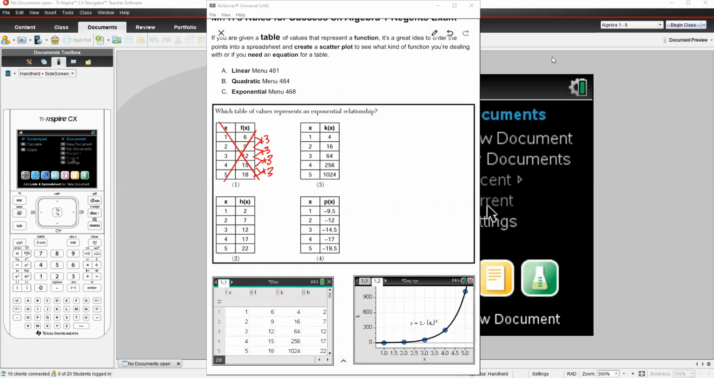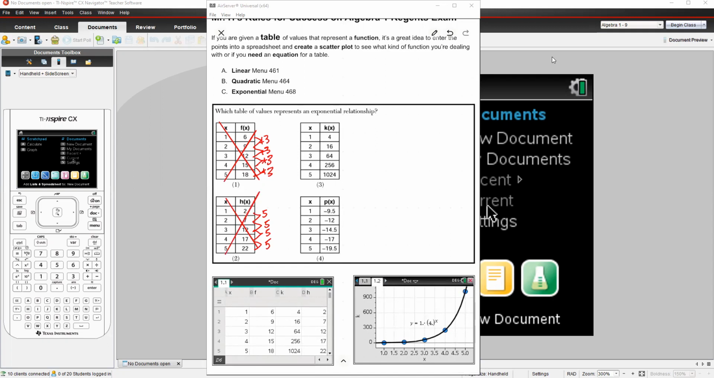Next, gonna do the same thing on the next table. 7 minus 2 is 5. 12 minus 7 is 5. 17 minus 12 is 5. 22 minus 17 is 5. So these are all going up by 5. So this is also a linear function.